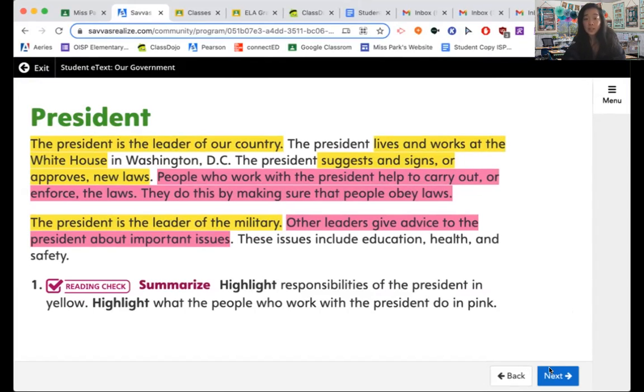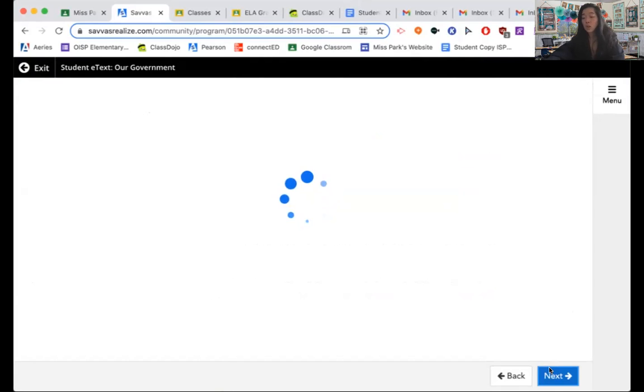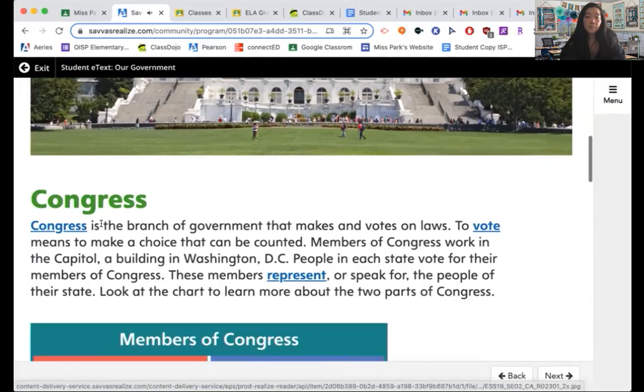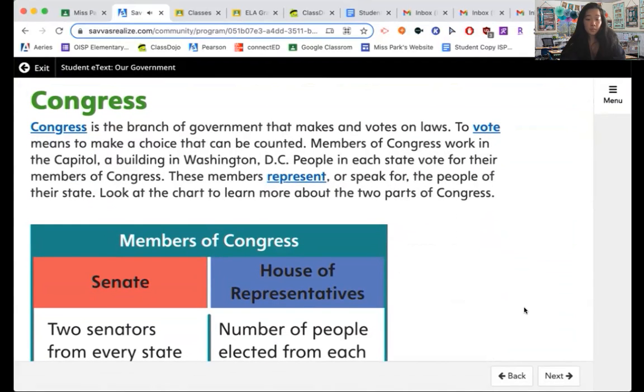All right, we're going to move on to the next page. So I'm going to turn my book to page 82. We are now learning about Congress. Congress is the branch of government that makes and votes on laws. To vote means to make a choice that can be counted.